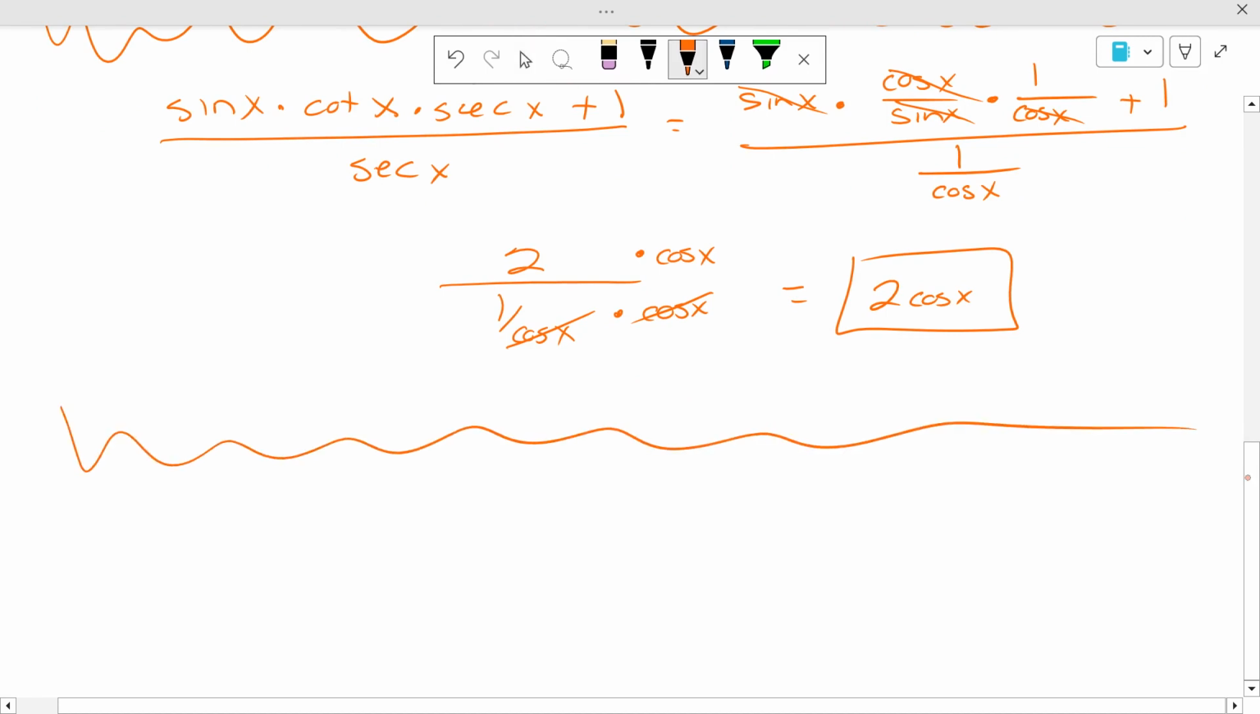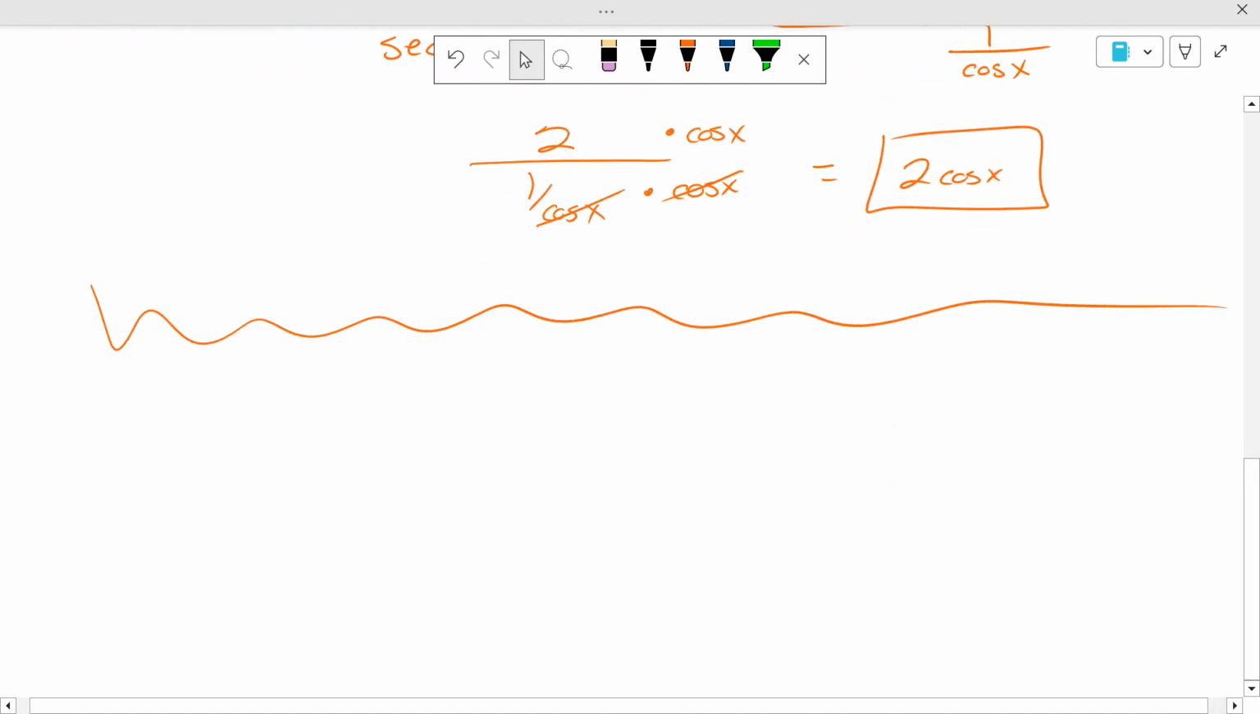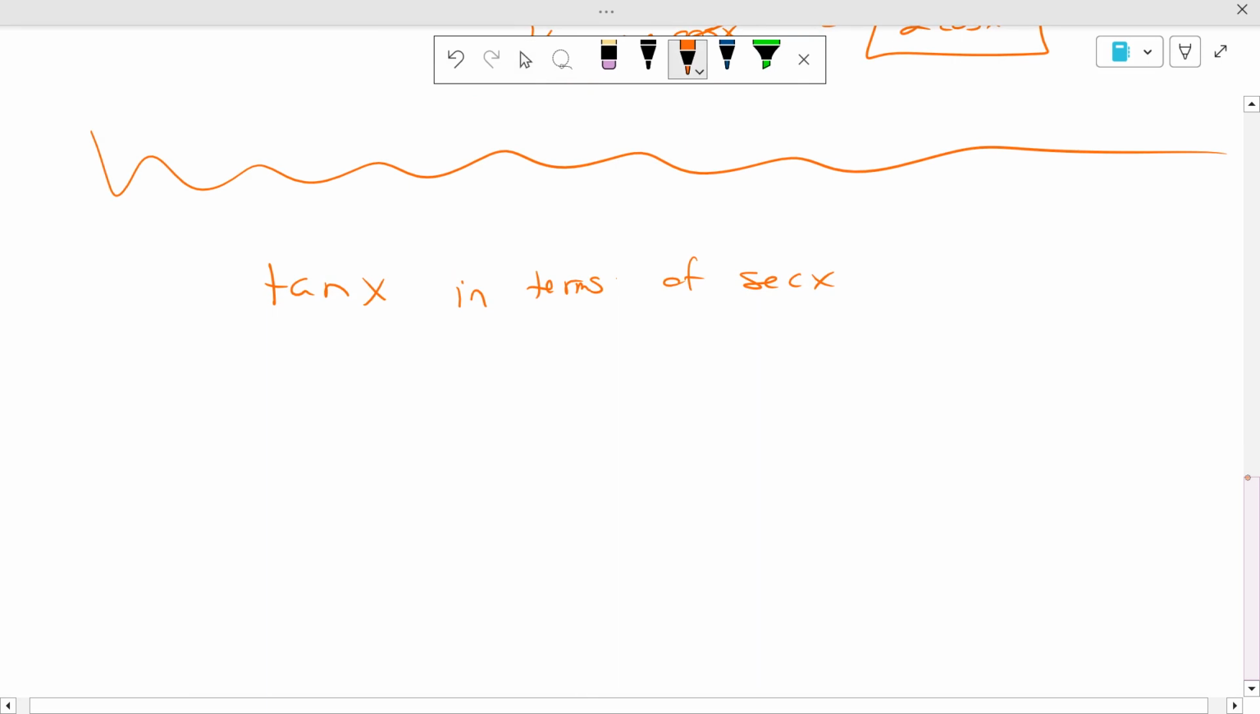Then you'll have some problems like this. Tangent of x in terms of secant of x. Okay, I want to solve for tangent of x, and I want to put it in terms of secant of x. Okay, so I want to get tangent of x alone on the left side of the equation. Now, is there anything that involves both tangent and secant in the same equation?